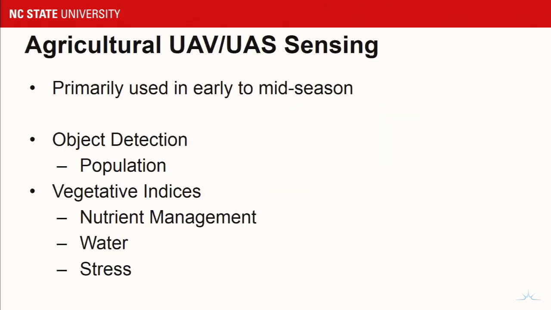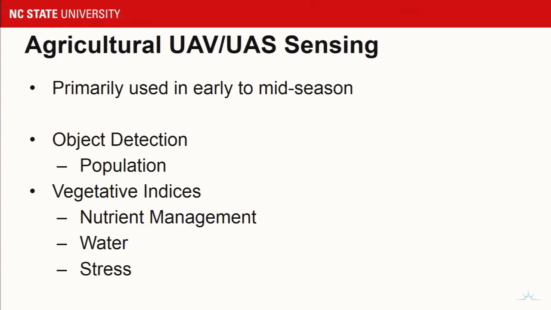So the big thing we need to remember here is that primarily when we talk about UAV data collection in ag, there's really two major modes going on. One is object detection, mainly for population counts, or counting plants when they've just been planted. There's also vegetative indices, right? So mainly they're looking at plant stress, water stress, or nutrient stress. Those are typically the two major places that we use UAV data.